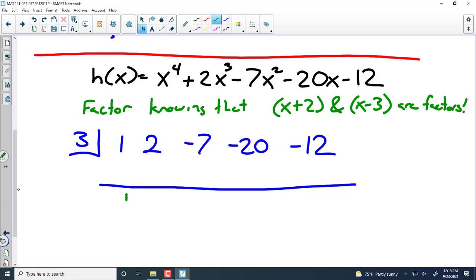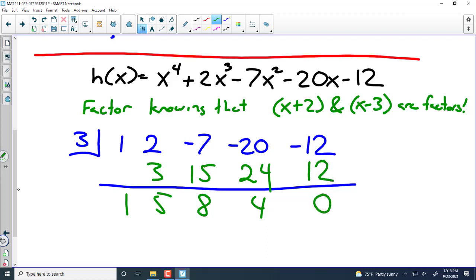Bring down the 1, or add 1 to nothing. 3 times 1, everyone. 3. Add. 5. Multiply. 15. Add. 8. Multiply. 24. It's okay, it's late in the day. Negative 20 plus 24? 4. 3 times 4? 12.